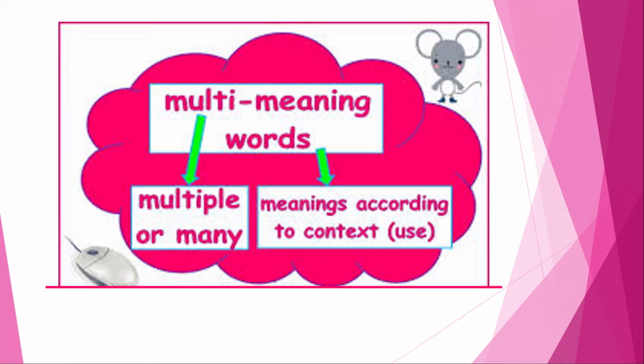Good. So the term multiple meaning words can be broken down. You have multiple and you have meanings. Multiple means many, there's more than one. And of course we have the meanings, which is according to how the word exactly is used. So that's what they mean by multiple meaning words. They are words with the same spelling, they sound the same, but they have different meanings to them.